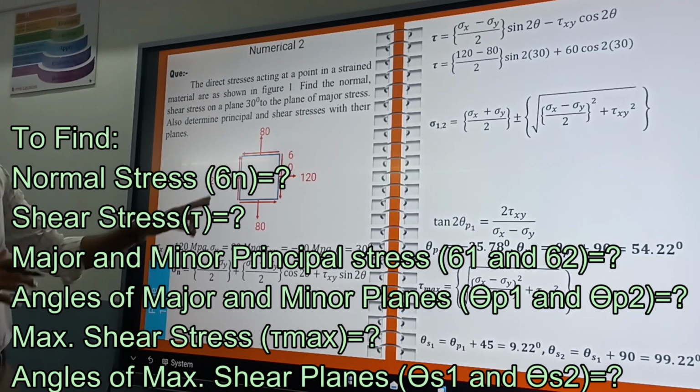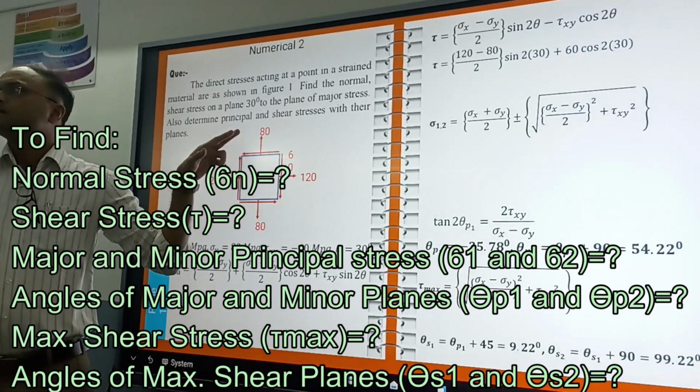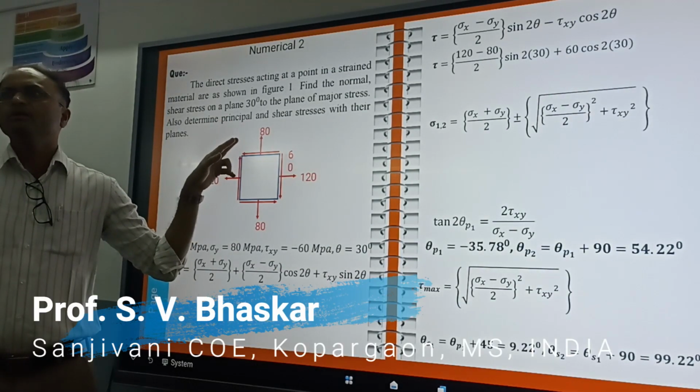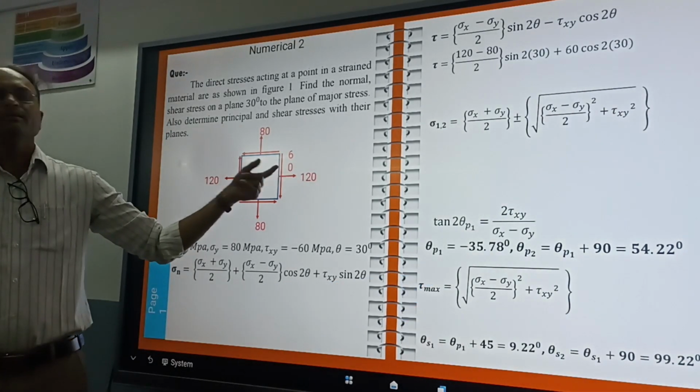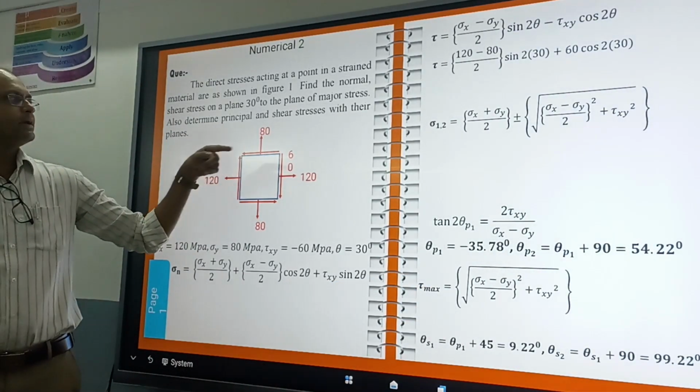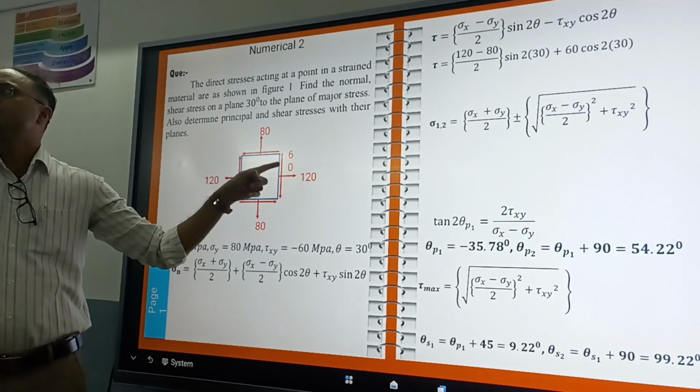Given statement, this is a biaxial stress system. What is the value of sigma x? 120 MPa, sigma y 80 MPa, and tau xy 60 MPa.